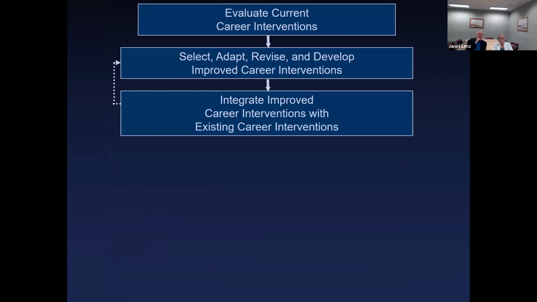Two things here. This integration with career interventions. This is really important. This is a step that I think is really left out of most implementation models. People forget to think about how does the new thing we're going to do affect the existing things we already do? What are we going to stop doing and do again?